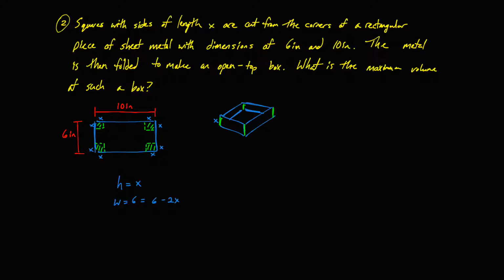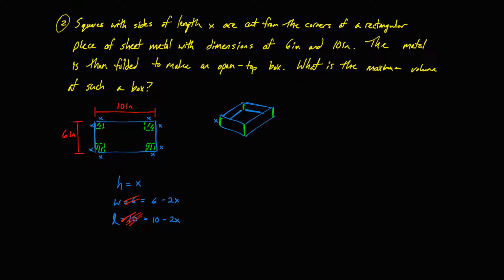So let me cross out this. It was 6. Now we have it 6 minus 2x. And we're going to have the same thing for the length. Is equal to 10. And again, this can be just 10 minus 2x because we have those two sides cut out. I'll cross this out because it's no longer 10. All right. So now we have our 3 dimensions here for h, w, and L, which is length.